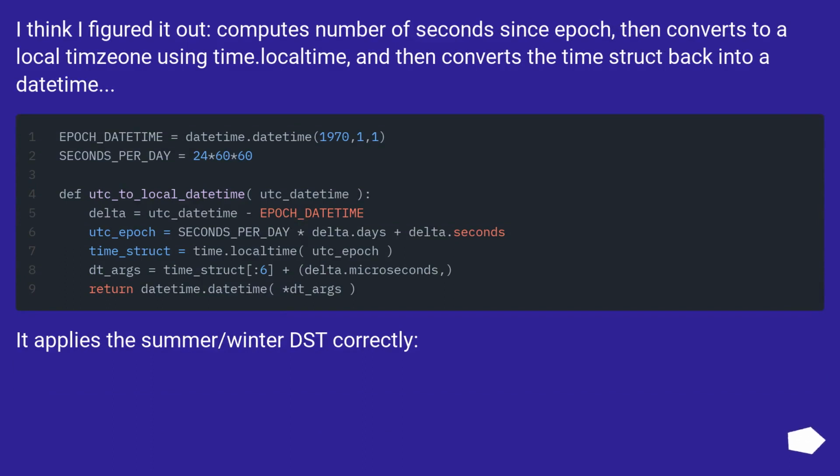I think I figured it out. Compute the number of seconds since epoch, then convert to the local time zone using time.localtime, and then convert the time struct back into a datetime. It applies the summer/winter DST correctly.